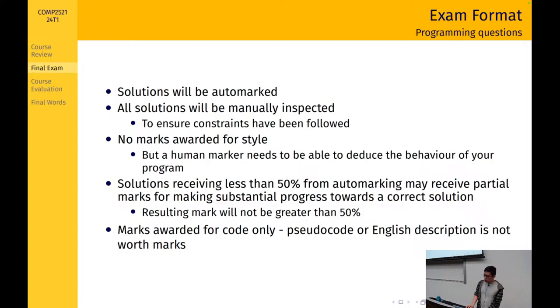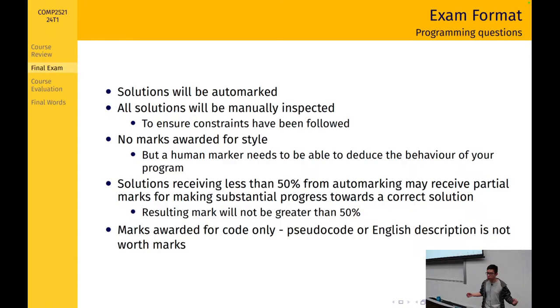Okay, and more about programming questions. All the submissions will be auto-marked for the programming questions. All the solutions will also be manually looked at to make sure that you're following the constraints. And also, if you achieve less than 50% for the question, then we'll give you partial marks as well.